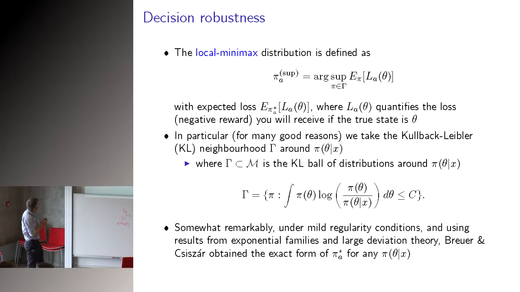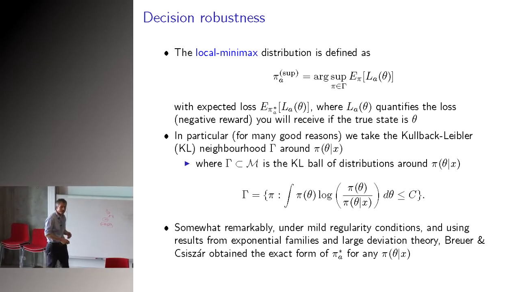So the local minimax distribution is defined. It's the argument, which for us is the distribution function contained within the Kullback-Leibler ball, defined via the Kullback-Leibler divergence to your model. It's the distribution function that gives me the worst possible expected outcome. You know, the worst thing you can do. Or equally, you could look at the best thing that could happen, if you're an optimist.